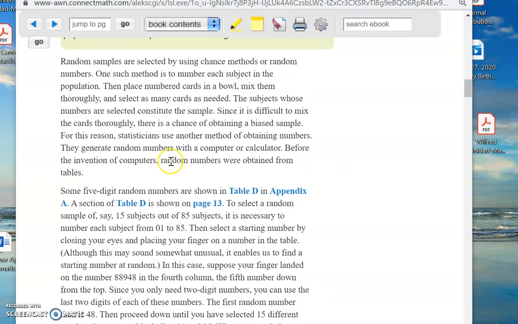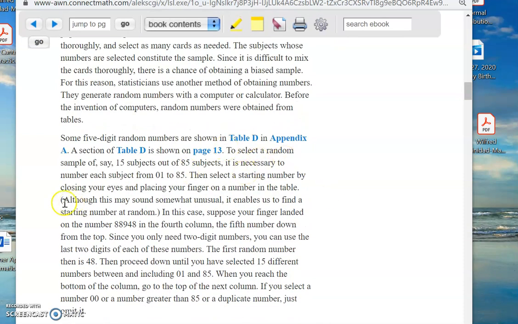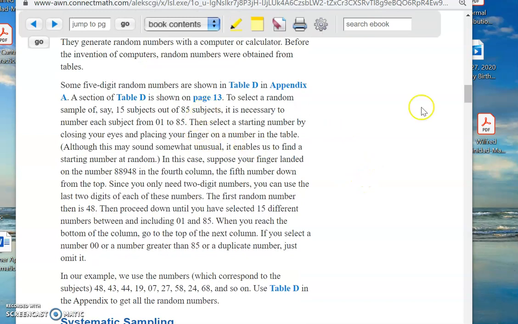Okay, so we've got these tables in the appendix. What we're trying to do is get a random sample. We want 15 subjects out of 85 subjects, so you have 85 people that you're picking. So we number each of those 85 people. You give them a number.